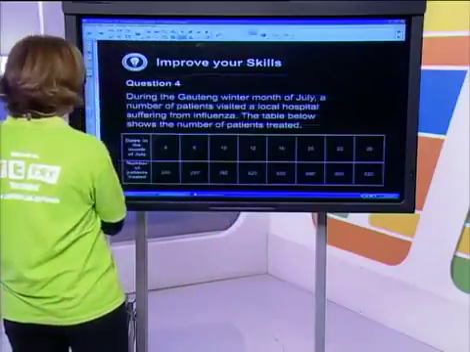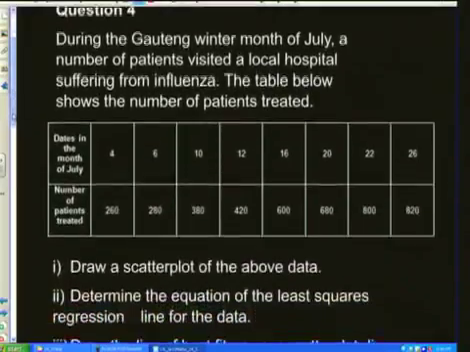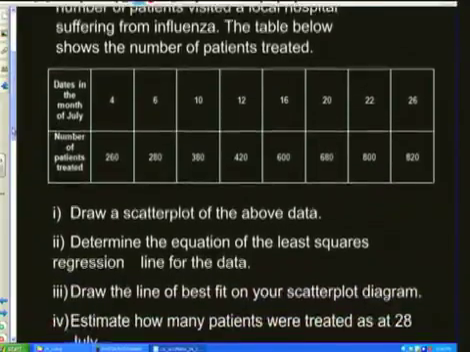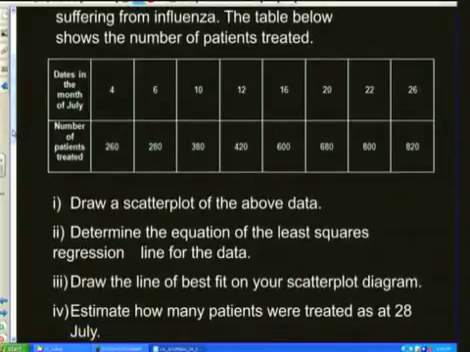Okie dokes. Let's have a look at another example quickly, and then we'll take a look at our challenge question. Right, during the Gauteng winter, we all know about that, during the month of July, a number of patients visited a local hospital suffering from influenza. The table below shows the number of patients that were treated. Okay, so dates in the month of July, 4th of July, 6th of July, 10th of July, and so on. And below are the number of patients that were treated for flu. Okay. Draw the scatter plot of the above data.